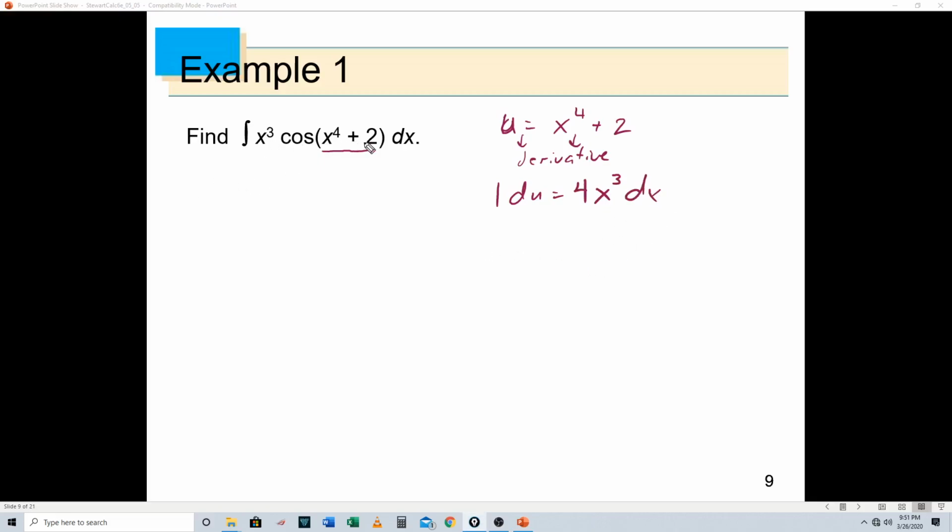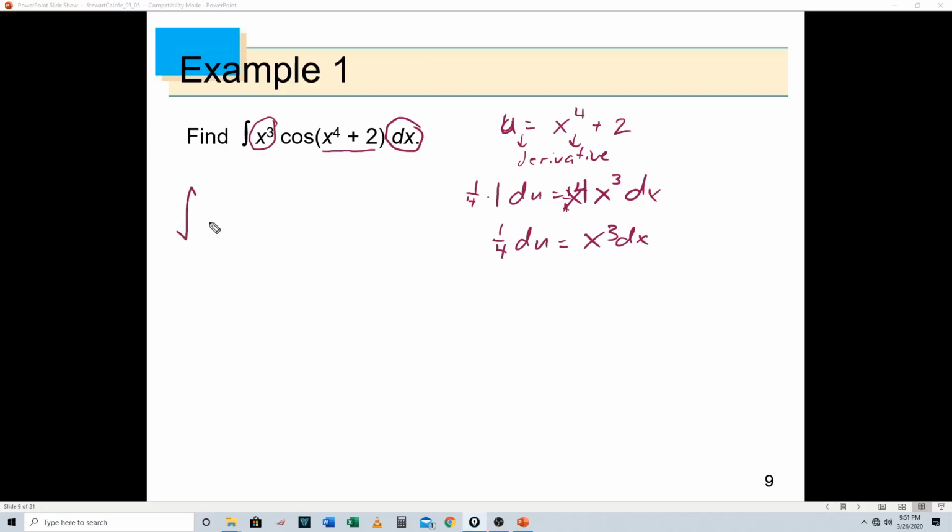Now, do I have a 4x cubed? I do not. What I have, though, is an x cubed. So, since I have x cubed and dx that I can replace, I have to get rid of the 4. So I'm going to multiply both sides by 1/4. So we get 1/4 du is equal to 1/4 times this, cancels out, just 1/4, x cubed dx. So now I have everything I need to get rid of the x cubed dx.